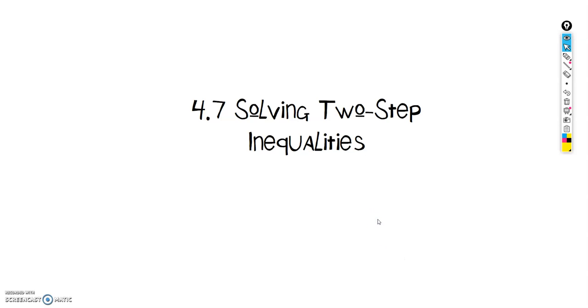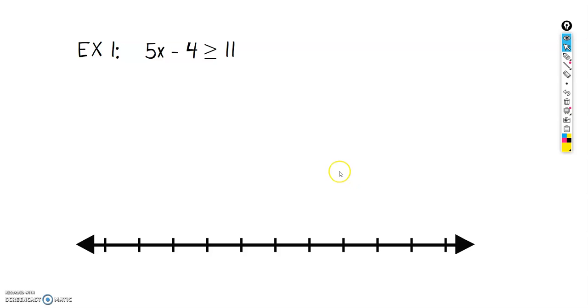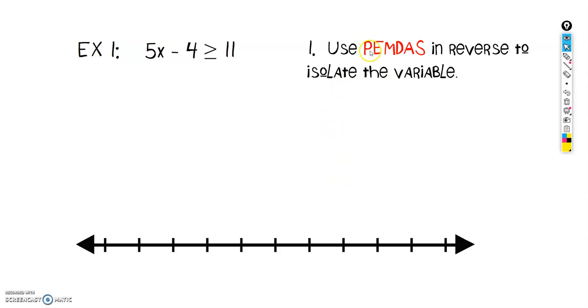4.7, solving two-step inequalities. So same steps as we've been following. We're going to use PEMDAS in reverse to isolate the variable. So when I have more than one thing over here that I'm going to need to be getting rid of, I'm going to be using my PEMDAS in reverse.